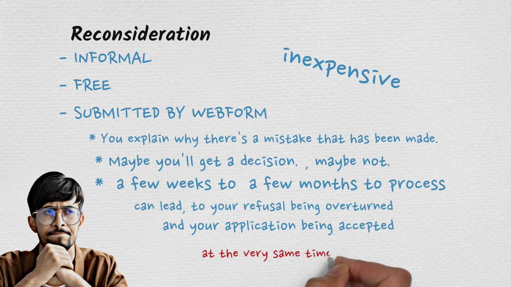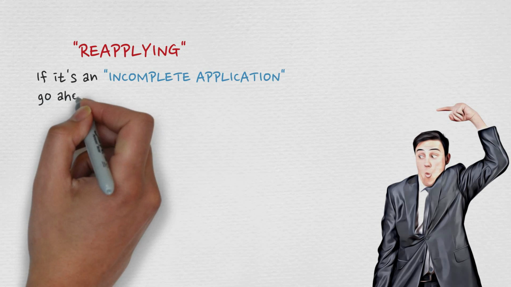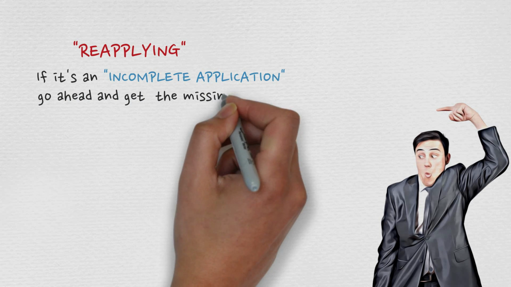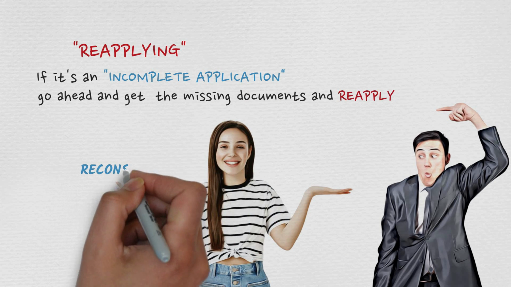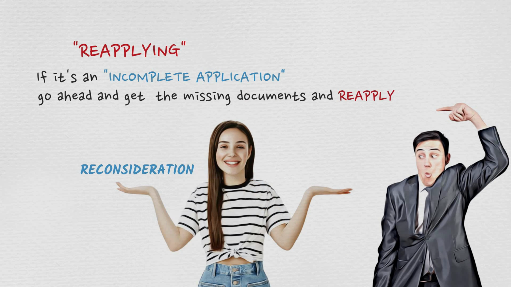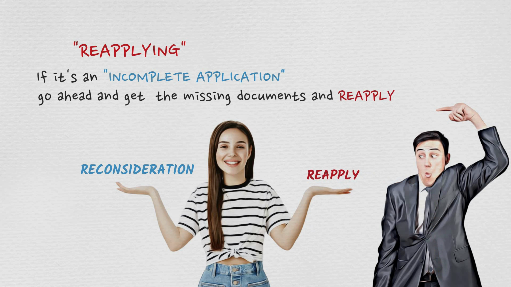At the very same time, you might consider reapplying, right? If it's an incomplete application, as we talked about, you can go ahead and get the missing documents, fix the issues in your documents, and reapply. So on one hand, you have the reconsideration request for the previous application saying, please open my application, right? Please continue processing. Look at this mistake that you've made. At the same time, you can have a second application pending and make a new application.